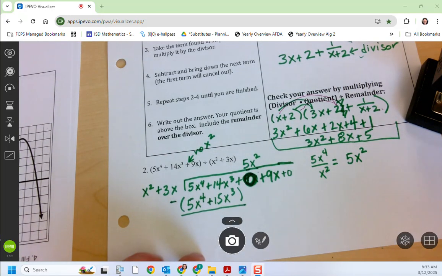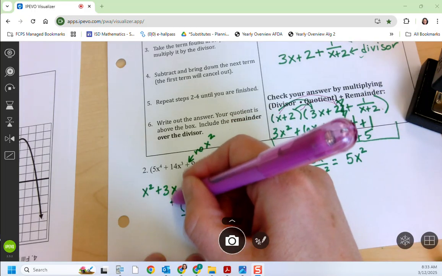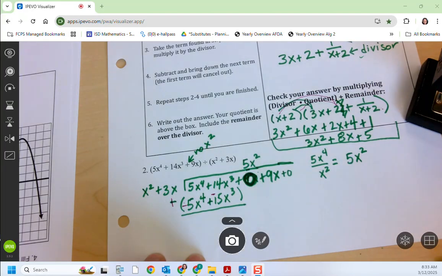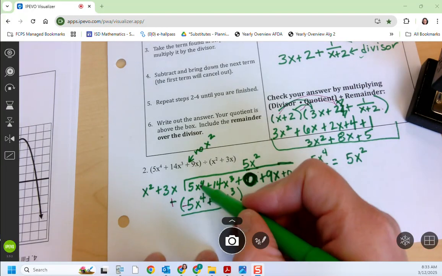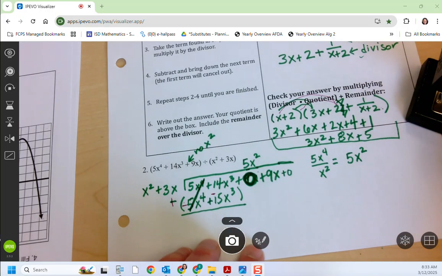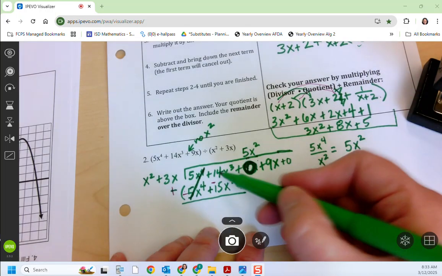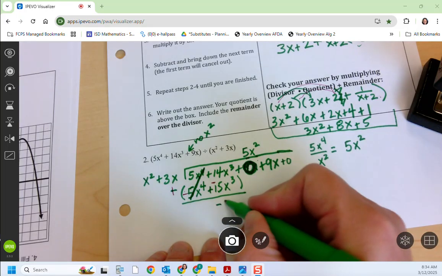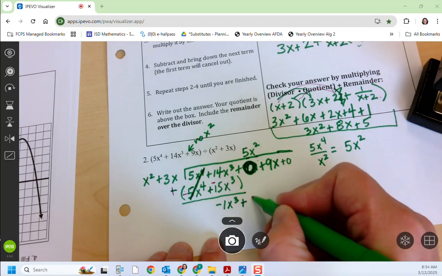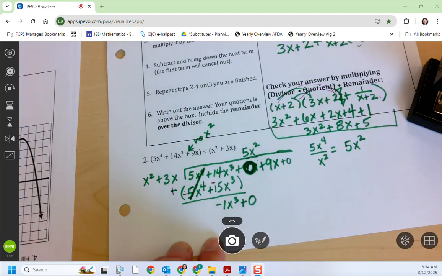All right, so remember I said you can distribute your minus? So I can make it minus here and minus here. Your first terms should always cancel by design. If you have first terms not canceling, then you just made a little mistake there. 14 minus 15 is negative 1 x to the 3, and I'm going to bring down my plus 0. Okay.